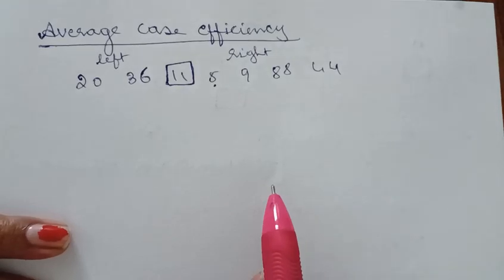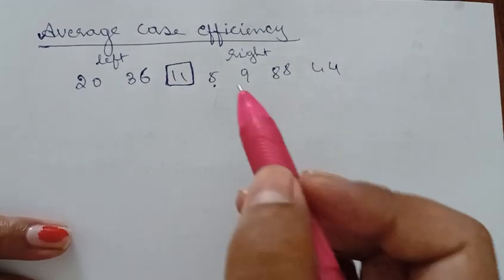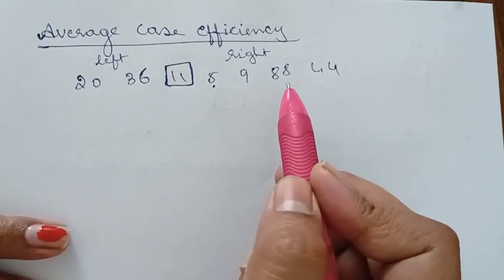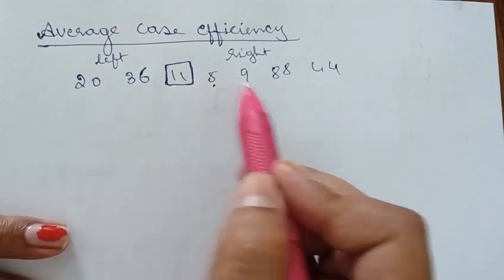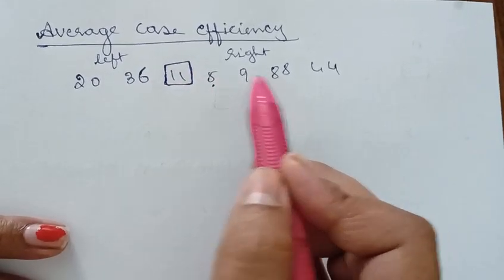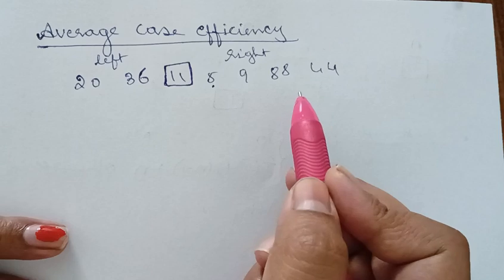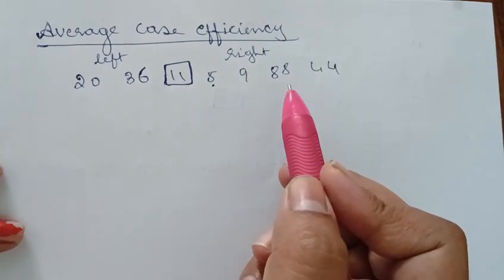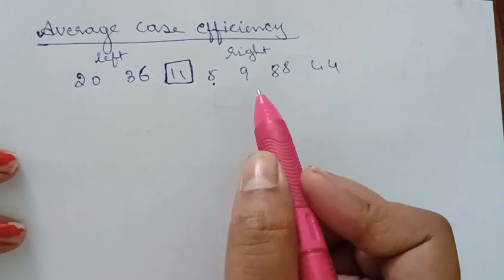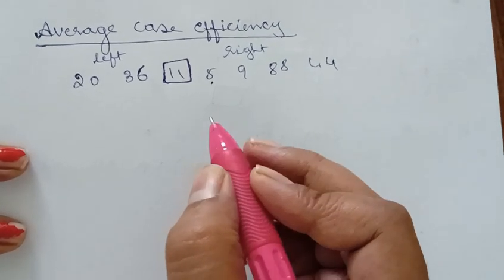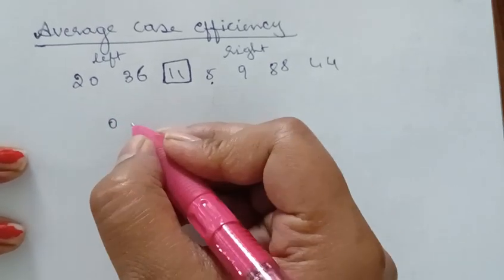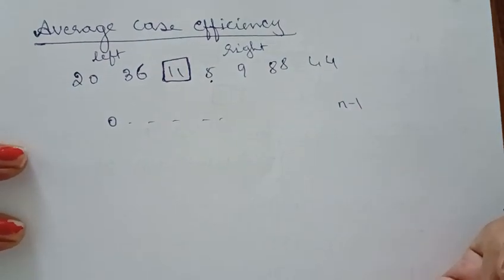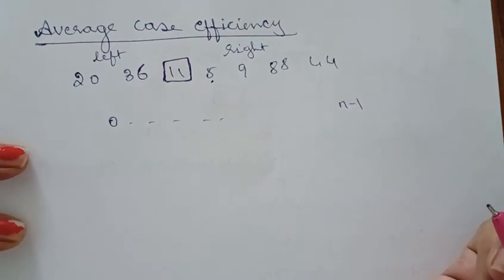Average case efficiency is different from both the cases. If unequal number of elements are present in both the arrays, left and right, this is not equal. Unequal number of elements present in the left or right part of the array comes under average case efficiency. So here how many elements will be present? For example, from 0 to n minus 1 elements will be present, because 1 is the pivot element.